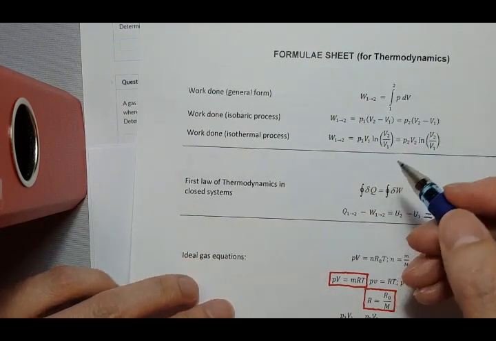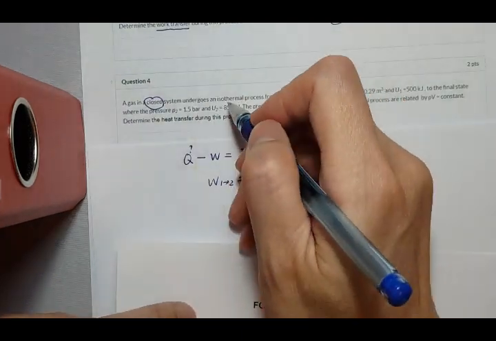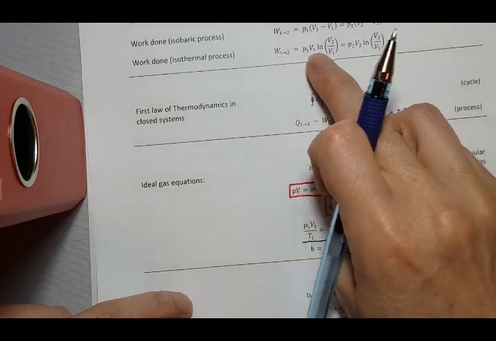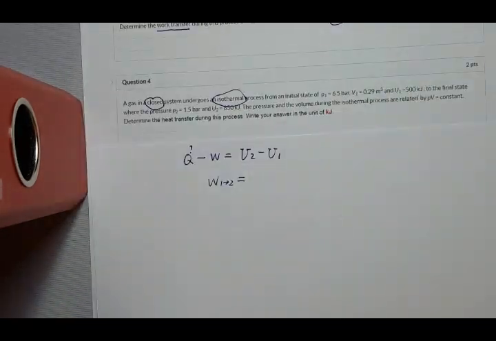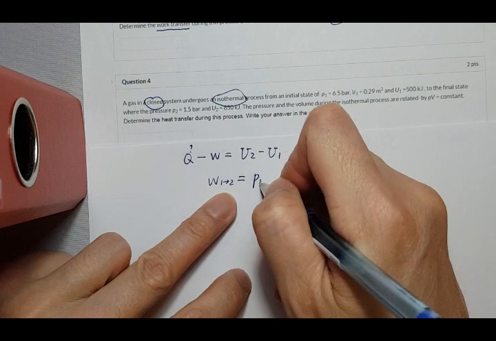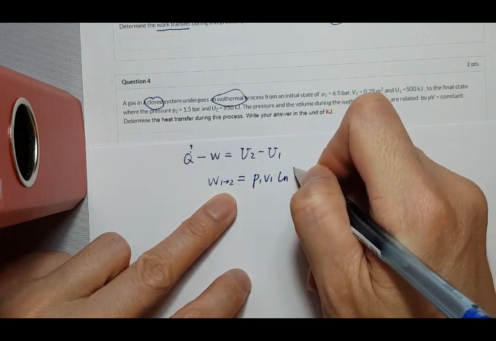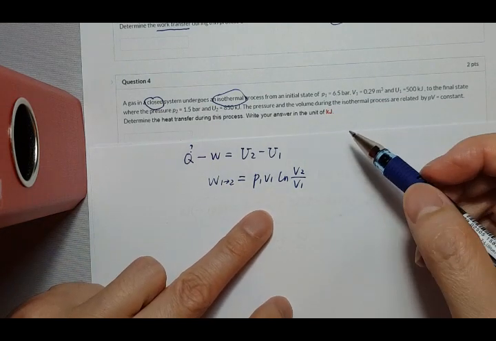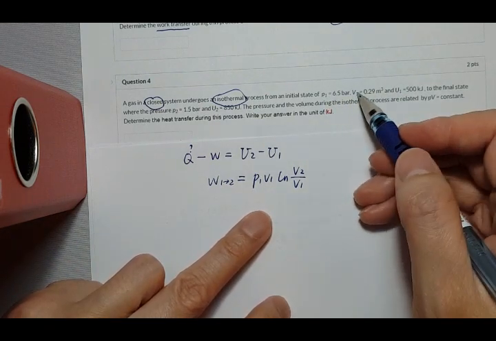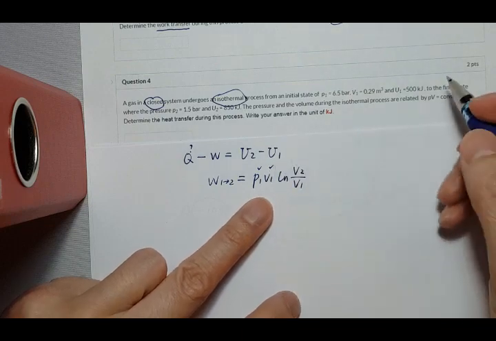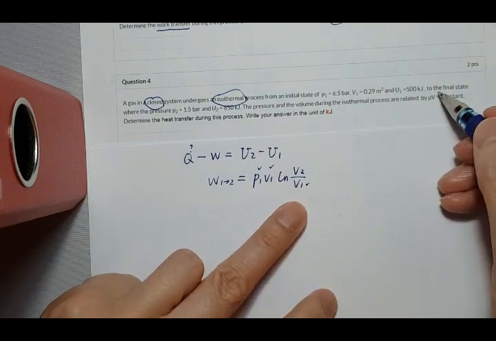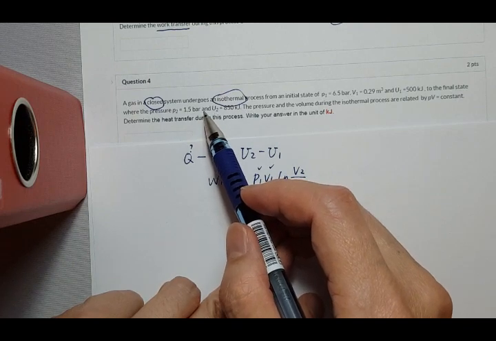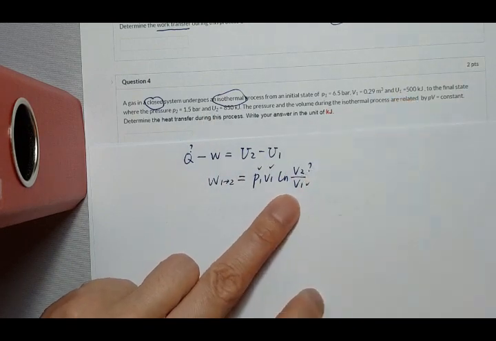In this case, it's isothermal. Isothermal, so we just use that equation, and I'm going to write that down. So this is P1 V1 ln(V2 over V1). If you have a look at the question itself, P1, V1 has been given, and then P2. You can see that there's no V2, so first of all, we need to find out V2.